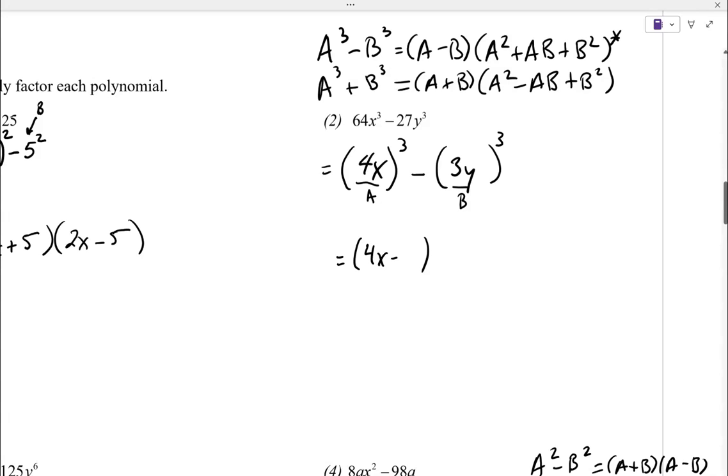Yeah, good. 4x minus 3y. Fantastic, right? It's the inside of what those parentheses are. It's the things being cubed. It's just 4x minus 3y for the first one.